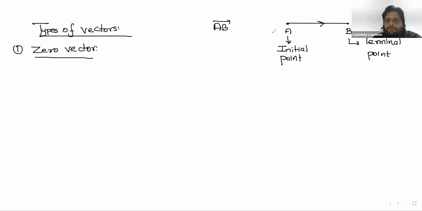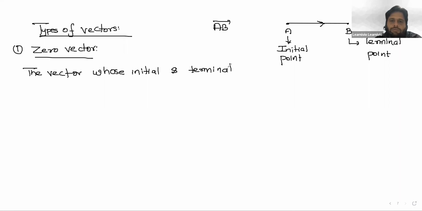Now the types of vectors. So if we have a vector AB, this is the initial point and this is the terminal point. Now what's a zero vector? The vector whose initial and terminal points coincide.